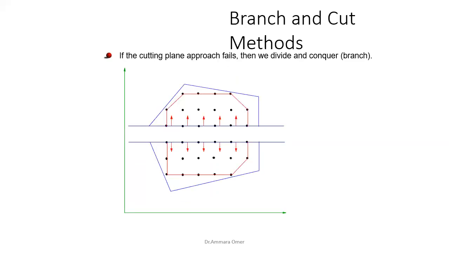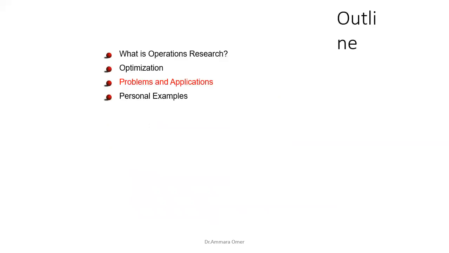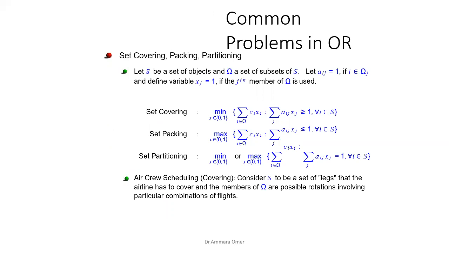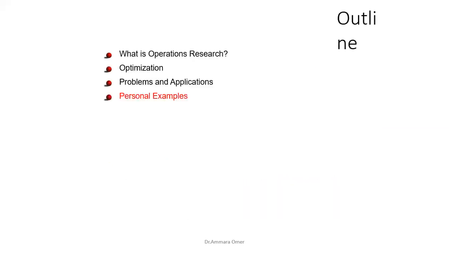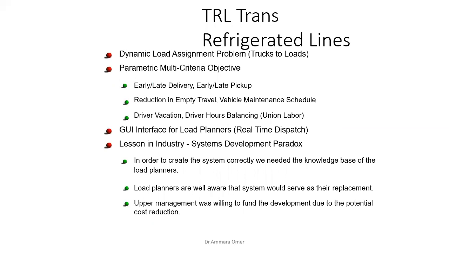So this is all relating to the topic of inventory models and the models in operations research, branch and cut methods, and their related problems. It's a common problem in operations research. Its model is given in the slides, and inshallah in the class we will go through it. Here is a dynamic load assignment problem of trucks to loads. The parametric multi-criteria objectives are early or late delivery, early or late pickup, reduction in empty travel, vehicle maintenance schedule, driver vacation, driver hours balancing, and union labor, and all this is under the topic. So this was all relating to the slides.